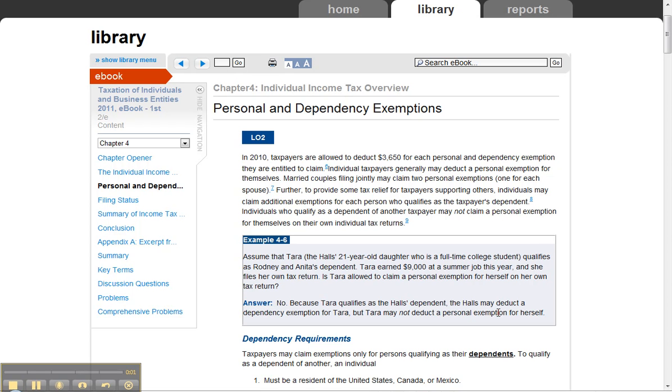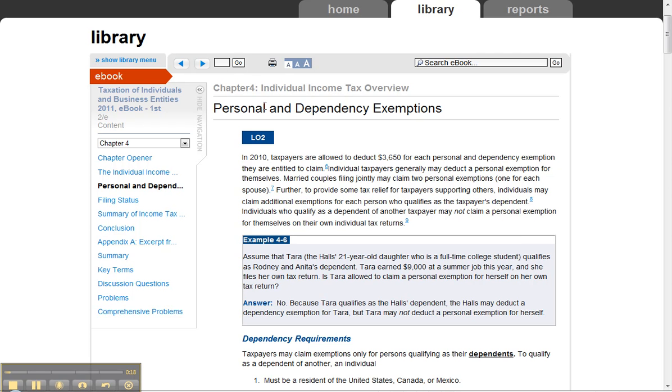Learning objective 2 deals with personal and dependency exemptions in detail. So how do people qualify for these exemptions? Personal exemptions are pretty simple. The taxpayer gets a personal exemption, and the spouse, if they're married, has one too.